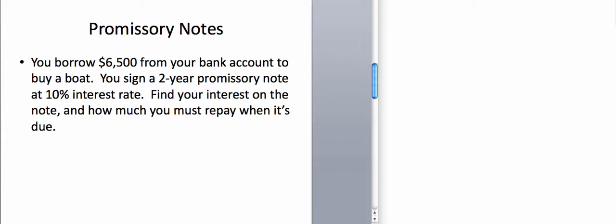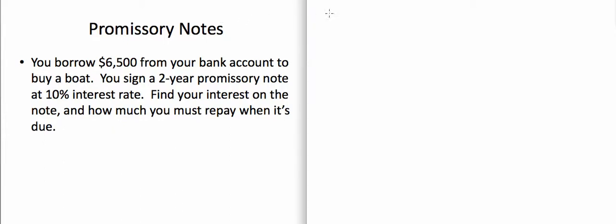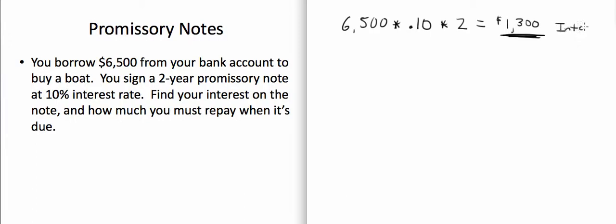All right, so first one, if you borrow $6,500 from your bank account to buy a boat, you sign a 2-year promissory note at a 10% interest rate, saying after 2 years you're going to pay it all back at once. That means your interest rate is 10% or 0.10, and then your time is 2 years. So when you multiply this together, you get an answer of $1,300. That's the amount of interest that you'll have to pay. All right, so your interest is 1,300.